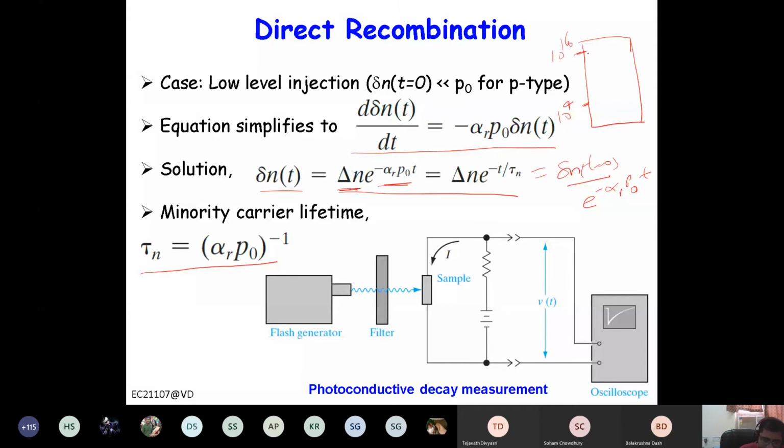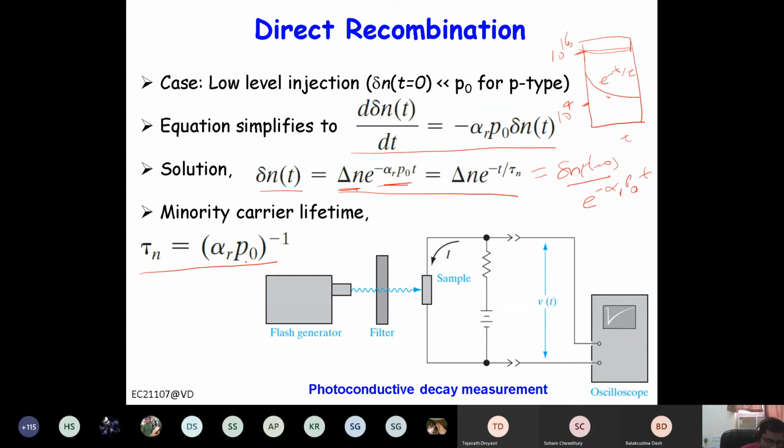And if the change is 10 raised to the power 12, this will remain more or less constant. But this will decrease with time. So this is e to the power minus t by tau, where tau is the minority carrier lifetime. This is 1 over alpha times p naught for p type, and for n type, it will be 1 over alpha times n naught.